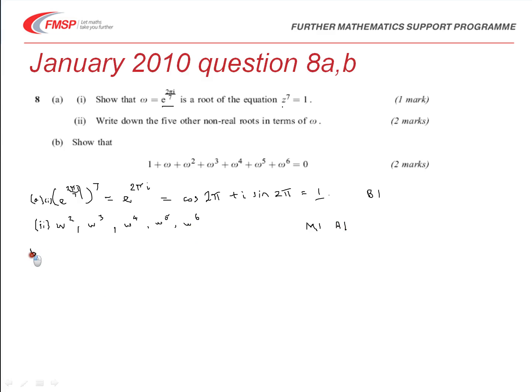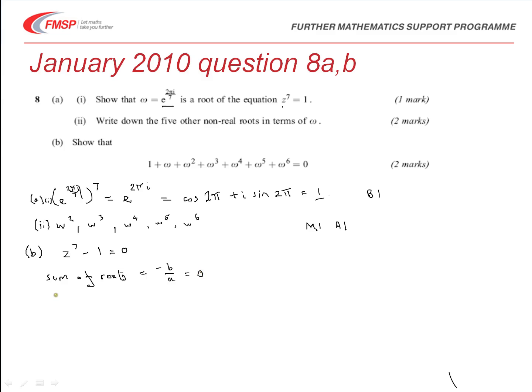Part B then says we have to show that 1 plus w plus w squared and so on equals 0. Well, what's the equation we're looking at? We've got z to the power of 7 minus 1 equals 0. This is a polynomial of degree 7. So we know that the sum of the roots will be equal to minus b over a. Now, since there is no z to the power of 6, then b is actually 0. So that must mean that the expression will be equal to 0.